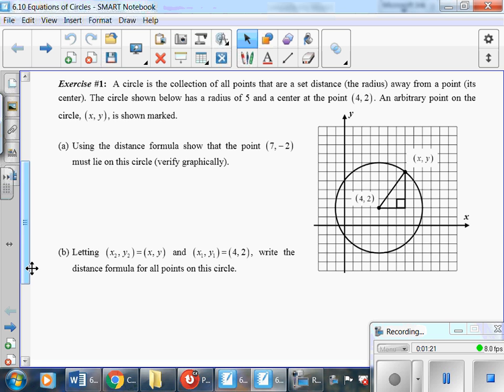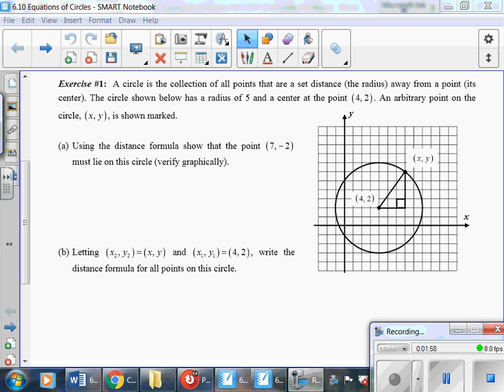A circle is a collection of all points that is a set distance, which is called the radius, away from a point, which is its center. That's the definition of a circle. The circle shown below has a radius of 5 and a center at the point 4, 2. An arbitrary point on this circle, which just means any point that you can consider, x, y, is shown in the first quadrant as shown on the graph here. So let's use the distance formula to show that point 7, -2 must lie on this circle.